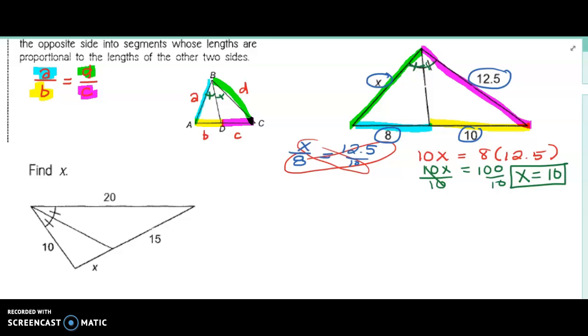All right, now I'm going to go ahead and let you do this last one on your own. If it helps you, highlight each of the sides, set up a proportion, and then solve, and then we'll go over it.